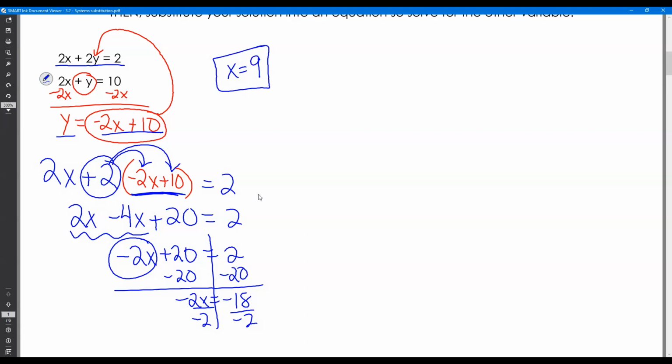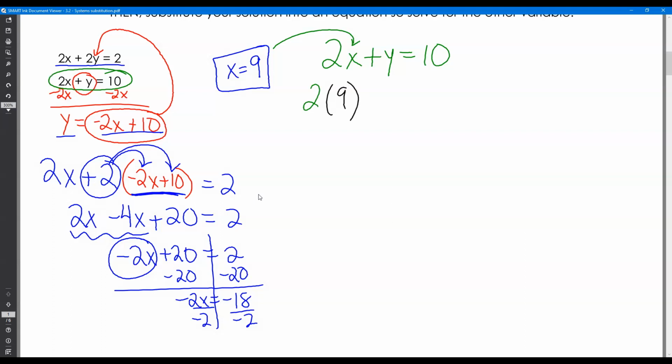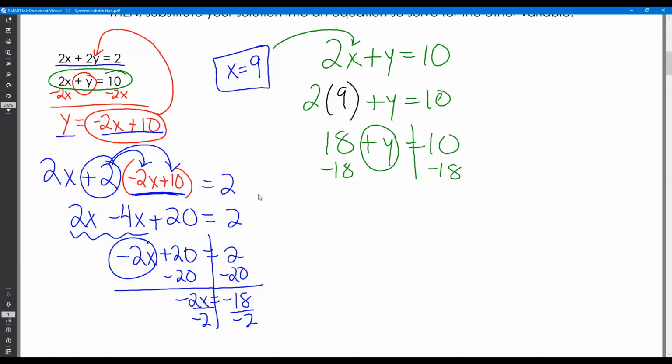After you get x equals 9, you are going to use the equation that you didn't substitute in for. So now we're going to use this equation. We're going to rewrite that. 2x plus y equals 10. And we're going to take this x equals 9 and substitute that in for x. 2 times 9 plus y equals 10. 18 plus y equals 10. Let's solve for y. So y equals negative 8.